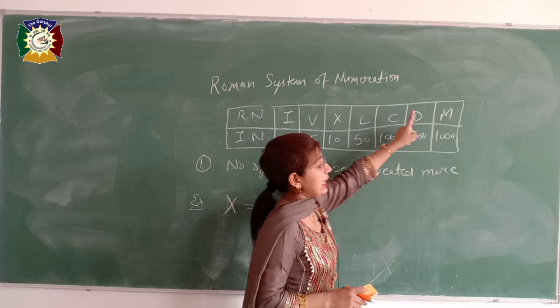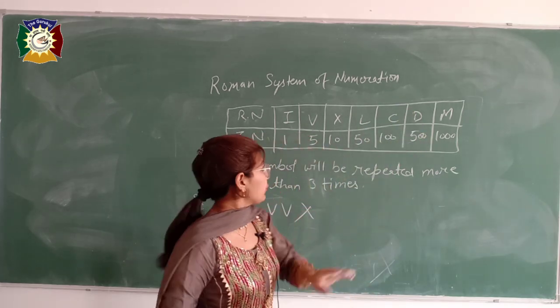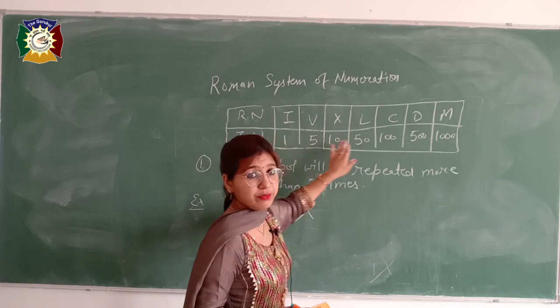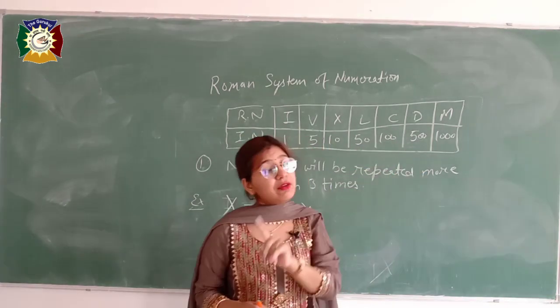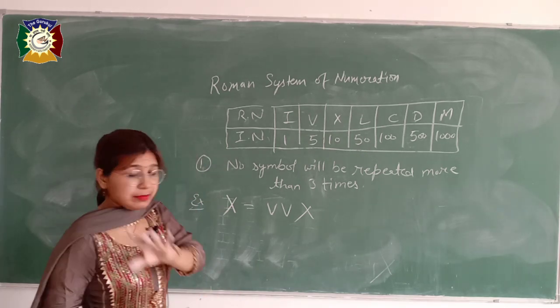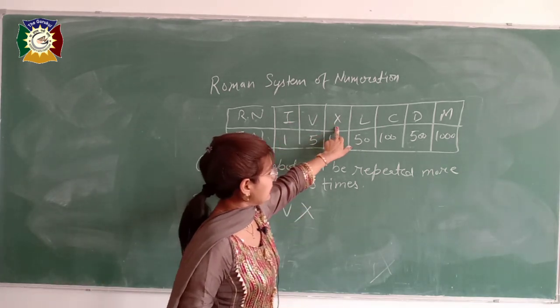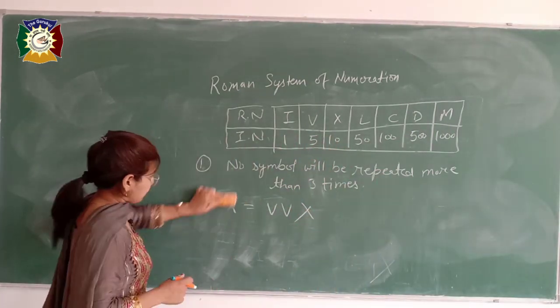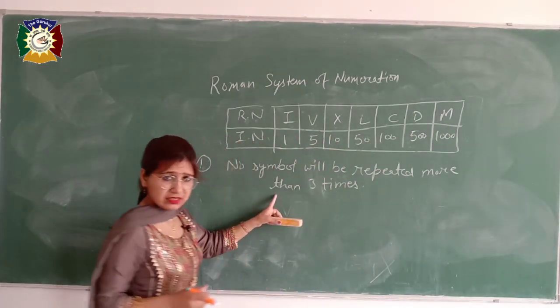V, L and D. Keep it in your mind that you must not repeat the numbers which have 5 with them, like here 5, 50, 500. They have to be written only once. Understand? The symbols which can be repeated are I, X, C and M. Got it? Rule number 1, I think it is clear to you.